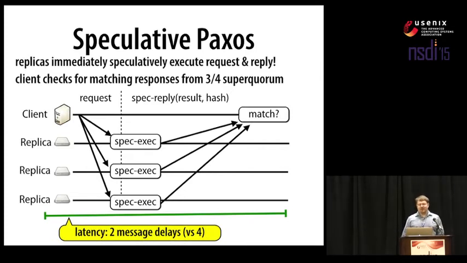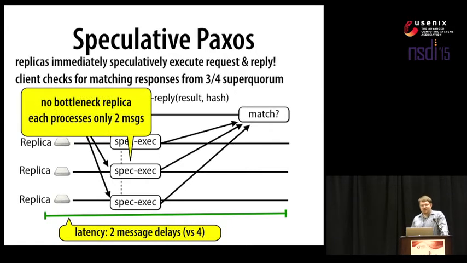And we've also eliminated the bottleneck that was the leader, which was previously the limiting factor for throughput. Now we have each replica processing only 1 incoming message and 1 outgoing message, and it's hard to do much better in a system with any useful properties. So just to summarize, the three key ideas here are speculative execution, checking for matching responses using the hash of the state that's in the response, and requiring a super quorum of responses before accepting a response.